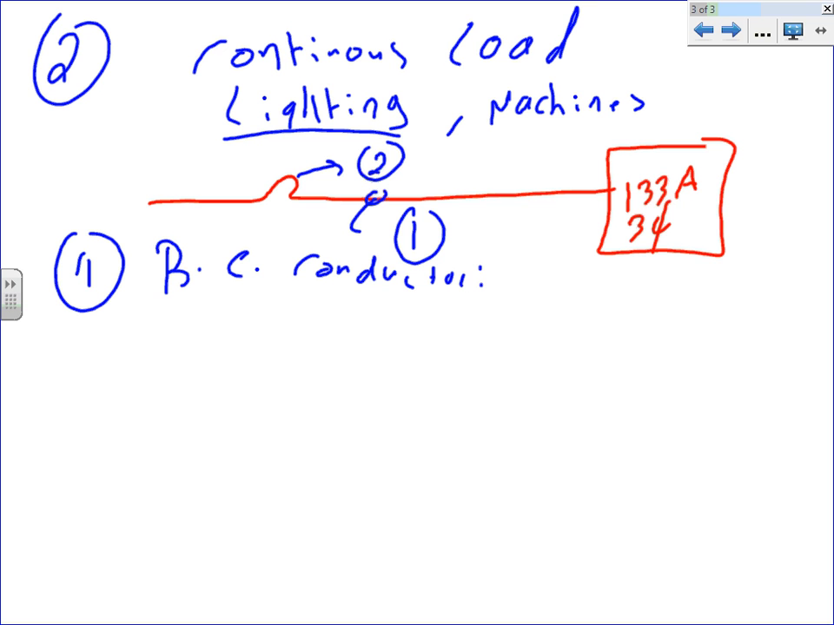Paul is not here, we can spice it up a little bit here. Branch circuit conductors. Oh, I'm recorded here. I'm going to lose my job here, man.